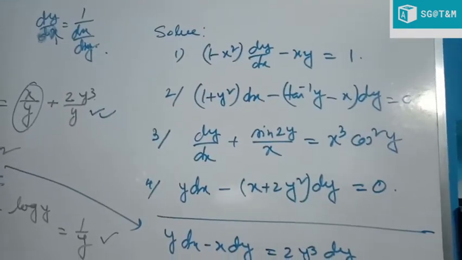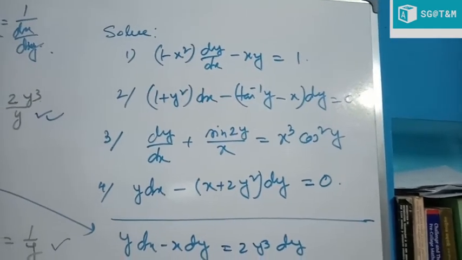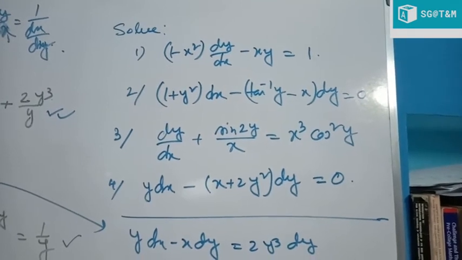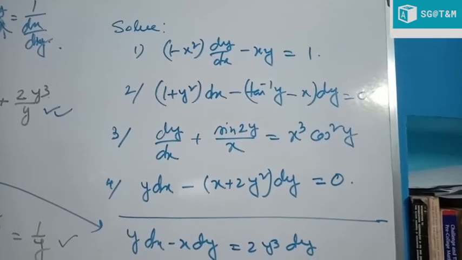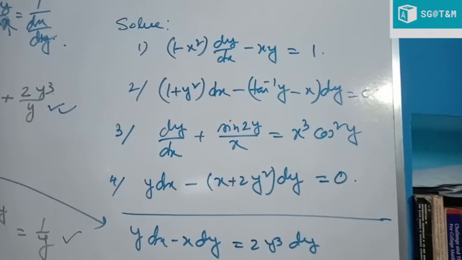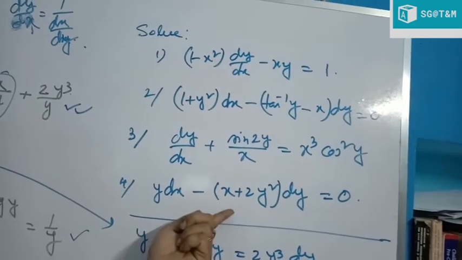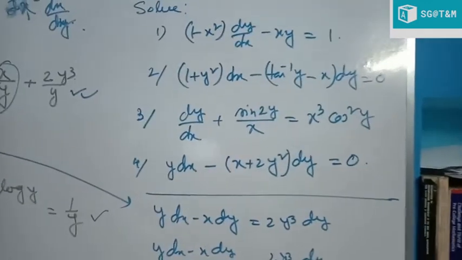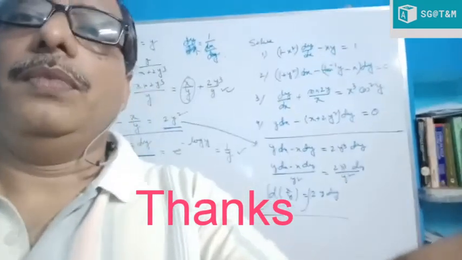First problem is (1 − x²) dy/dx − xy = 1. Second question, (1 + y²) dx − (tan⁻¹y − x) dy = 0. Third, dy/dx + (sin 2y)/x = x³ cos² y. And fourth, y dx − (x + 2y²) dy = 0. Solve these 4 equations and send them to me.